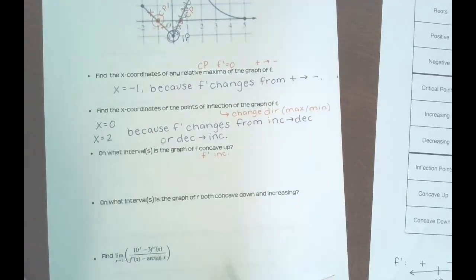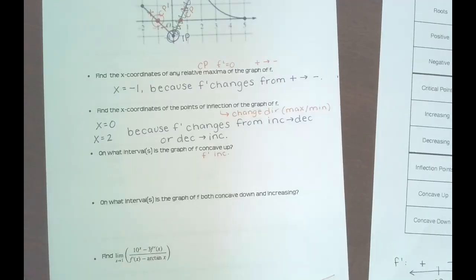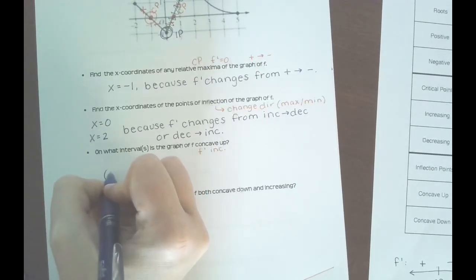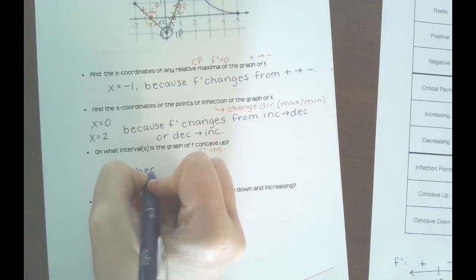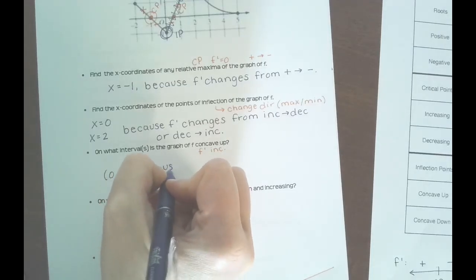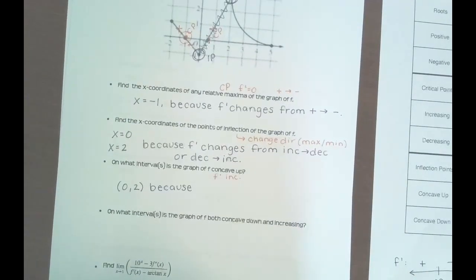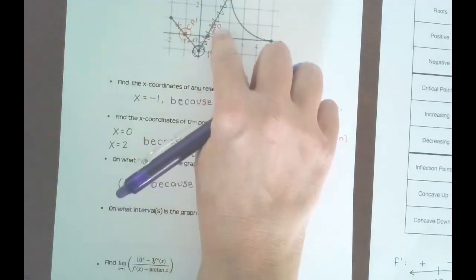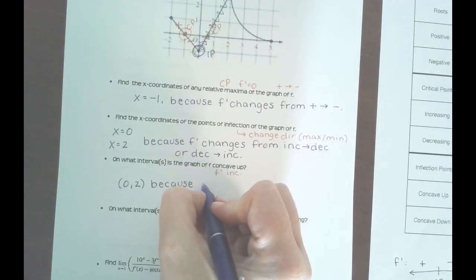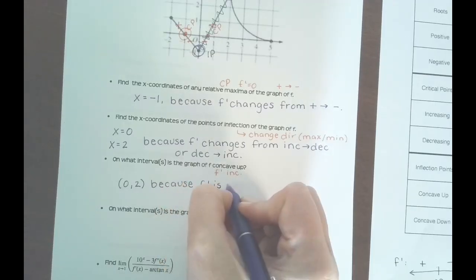So to answer that question, I would say on the interval from 0 to 2 because, now notice I'm not going to say f double prime is positive. The reason I'm not going to say that is because I'm not looking at f double prime. I don't actually know anything about f double prime. I mean, I do, but I want to talk about what's in front of my face. And what's in front of my face is f prime. So I would say f prime is increasing.